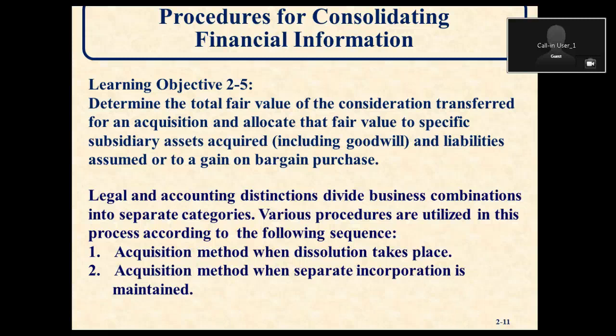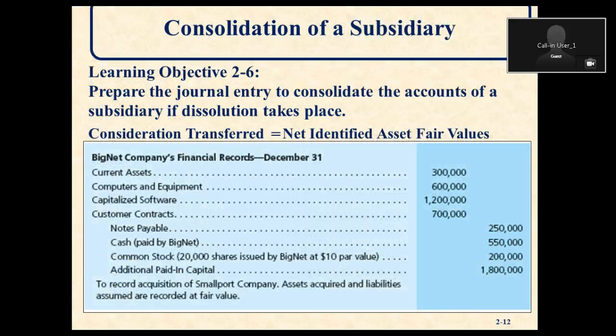Now, when we have this consolidation, depending on if the company that we are acquiring automatically gets dissolved, then that company is no longer in existence and all the assets will be transferred to the new company. But when we have an acquisition and they keep operating as separate entities, then the consolidation process becomes a little more complicated. So the first step we're going to do is start with creating a journal entry to record that consolidation.